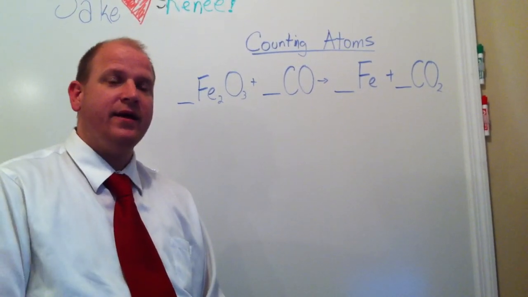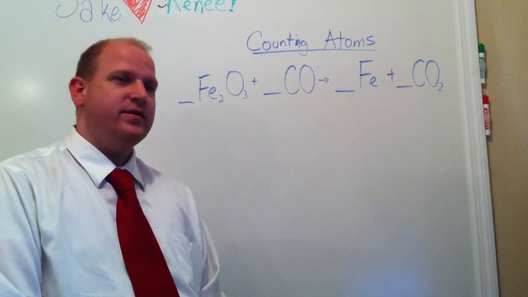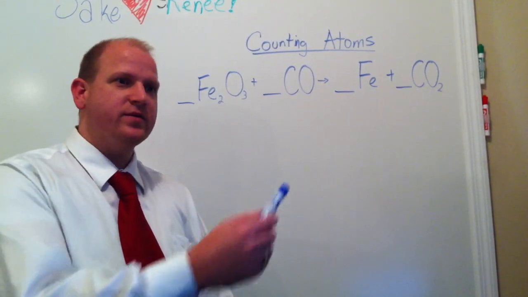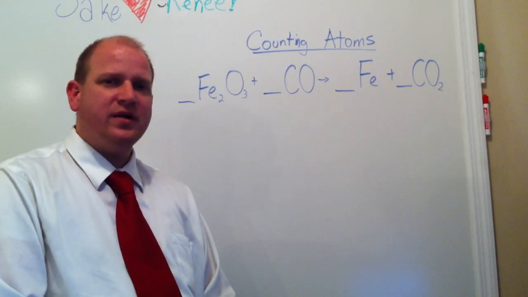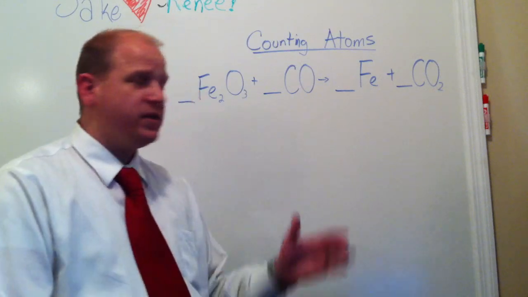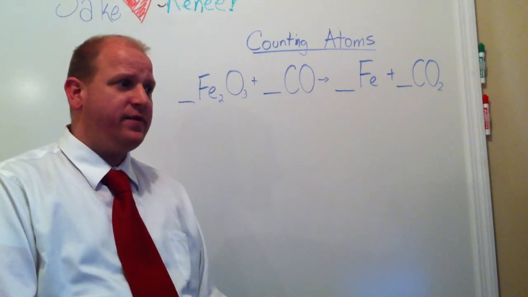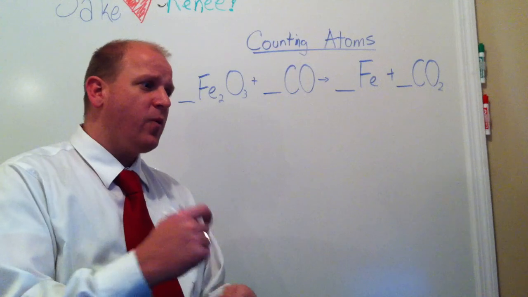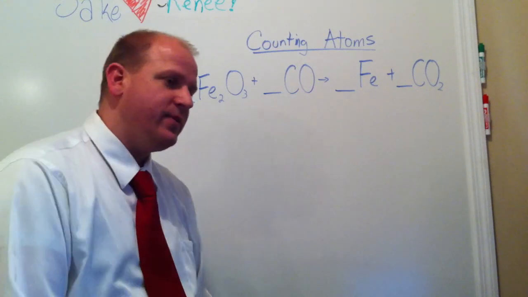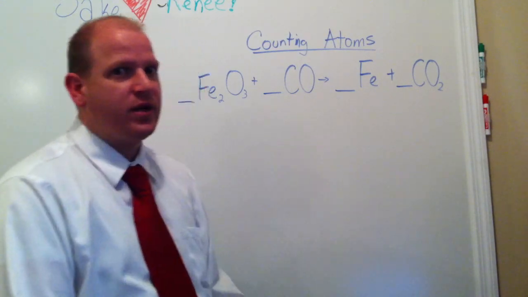We're going to call it the counting atoms method. And so I'm going to show you how to do that so that you can solve the next few problems that you have on your homework. So first, whenever you start counting atoms, the very first thing that you need to do is write out what atoms are on the reactant side and what atoms are on the product side.